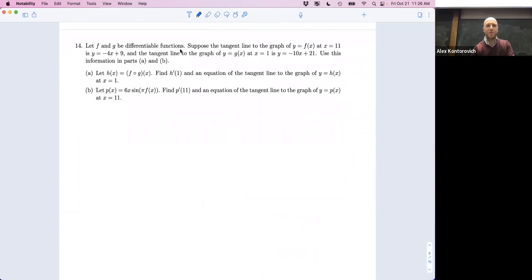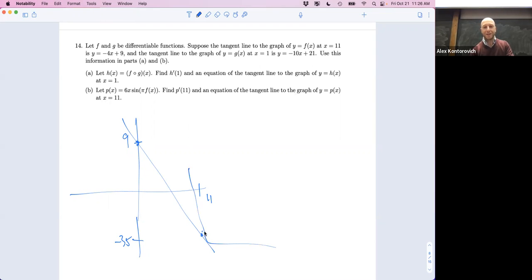Okay, f and g are differentiable functions. The tangent line to the graph of f at x equals 11 is that. Let me just draw a picture. -4 plus 9. I got a slope of -4. When x is 11 is what I'm worried about. At 11, I have -44 plus 9 is -35. Did I get that right? Please check these kinds of things. So there's our slope. That's the slope of the tangent line to f. So again, whatever f is doing, it's going to kiss this and move on with its life.